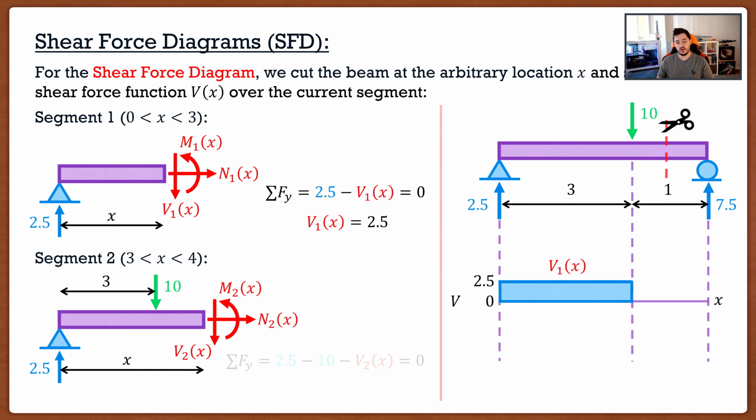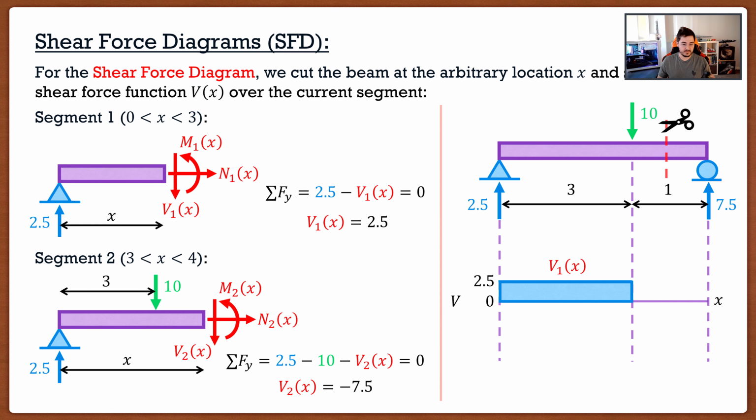Now, if I were to go with summation of forces in the y direction, it's actually quite simple. We have 2.5 going upwards, so plus 2.5. We have a point load of 10 going downwards, so minus 10. And then we have our shear force also going downwards, so minus V2. From here, one equation, one unknown, we can figure out that V2 is equal to negative 7.5.